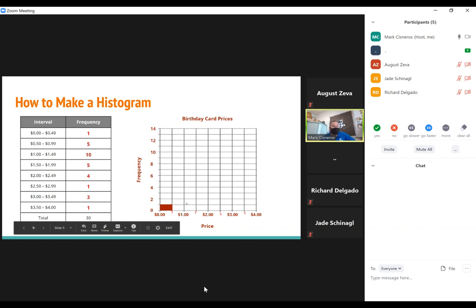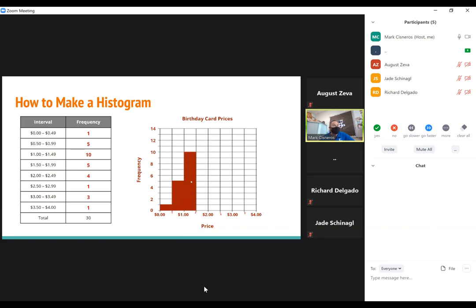All right. How many cards were between 50 cents and $1? There were 5 of them. So this next bar is going to go all the way up to 5, and I fill it in. How many for the next one? 10. So this bar right here will go all the way up to 10, and I fill it in. See how that works? And then I would keep doing that.